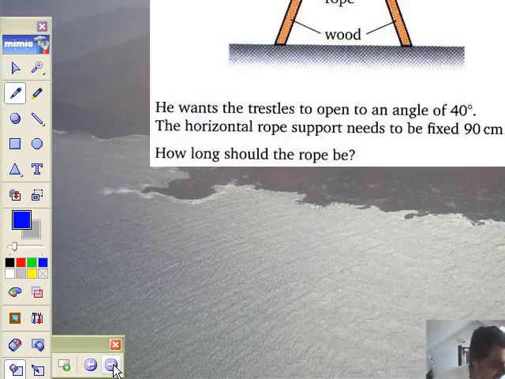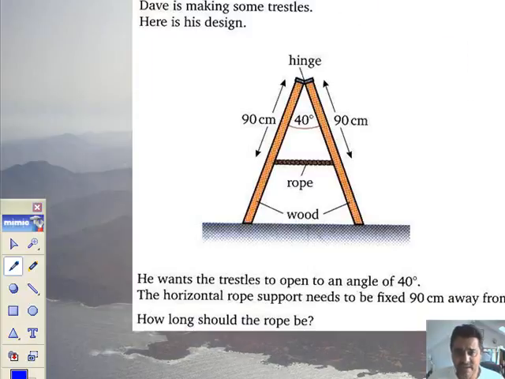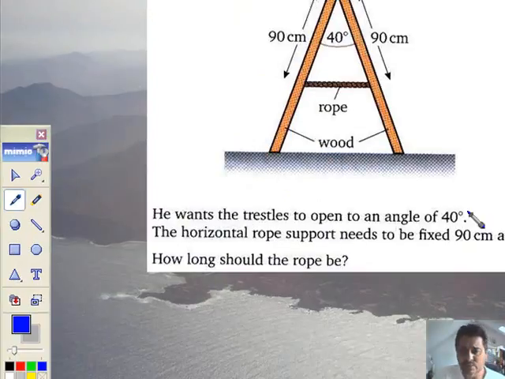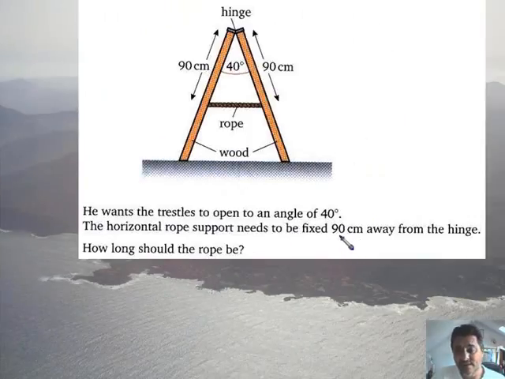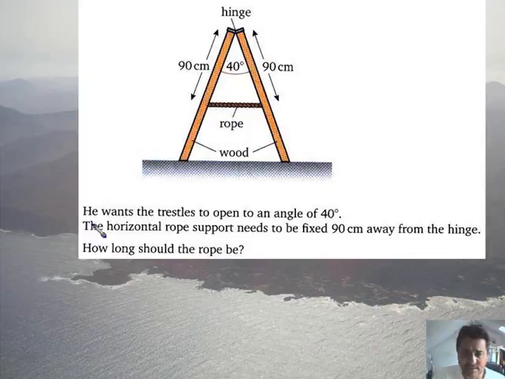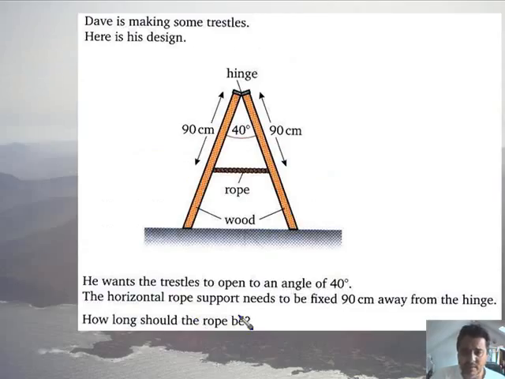Right, next one. This is question 8, problem solving questions. Really, really nice. So Davey's making some trestles. So he's basically got like a, I don't know, sandwich board menu there, rope. So anyway, here's the design: hinge, 40 degrees, 90, 90, rope, wood, the floor. He wants the trestles to open at 40 degrees. Yep. The horizontal rope support needs to be fixed 90 centimeters from the hinge. I've got 90, 40, 90 and rope. How long should the rope be?